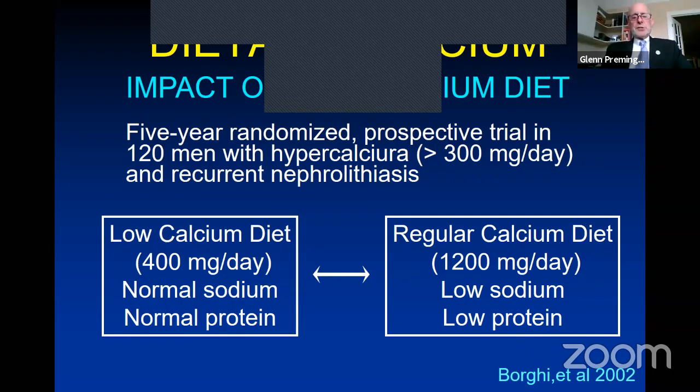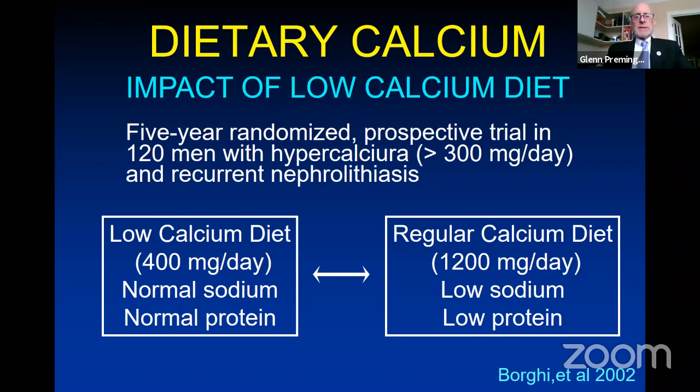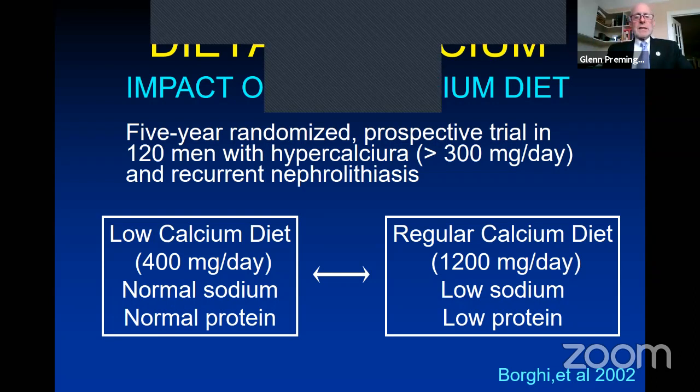Now, subsequently, in 2002, Borghi from Italy performed the first and best-performed randomized prospective trial looking at the impact of dietary calcium. This was a 5-year randomized prospective trial in 120 men with hypercalciuria. Half were placed on a low calcium diet that included normal sodium and normal protein, while the other half were placed on a regular calcium diet, but were given specific instructions for low sodium and low protein.